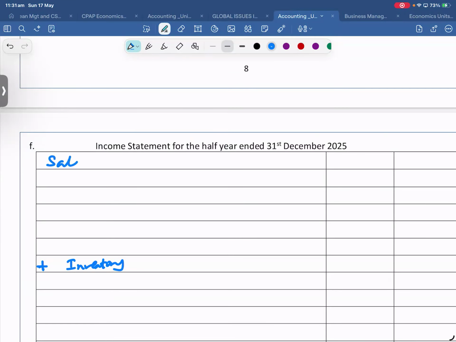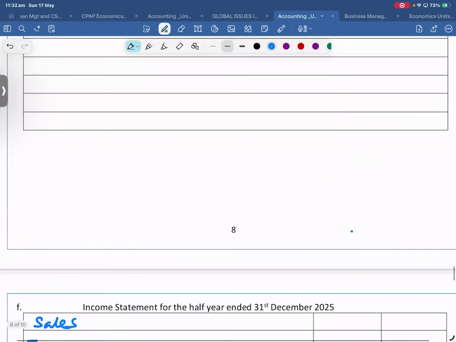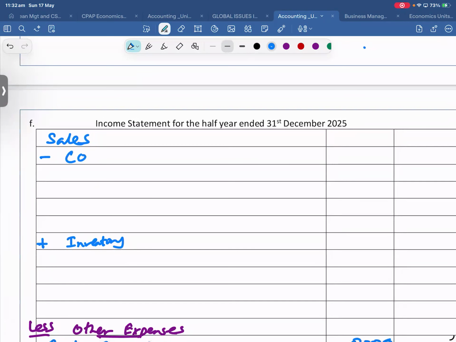Sales, right? And then remember we had sales returns, yes? No, we didn't have sales returns. Then minus cost of goods sold. I can say less. Then you have cost of sales.